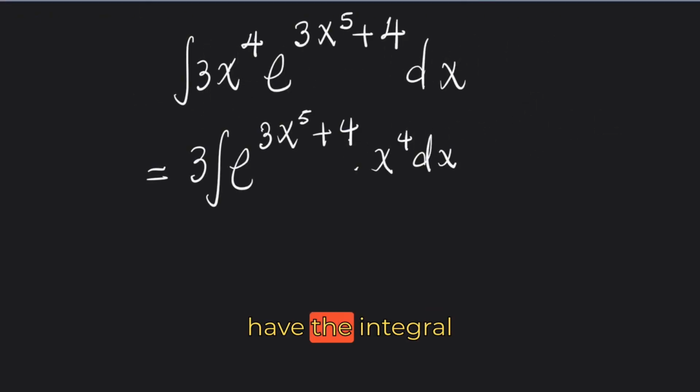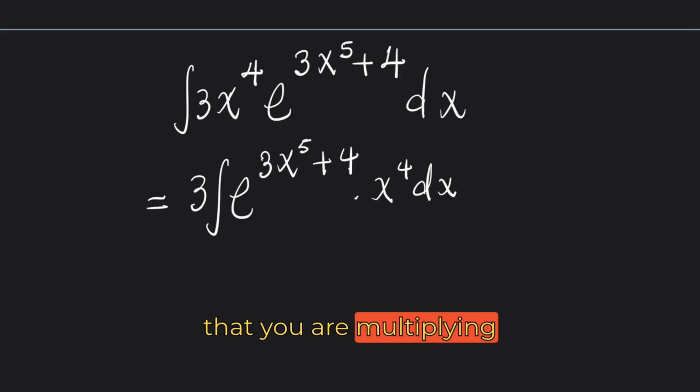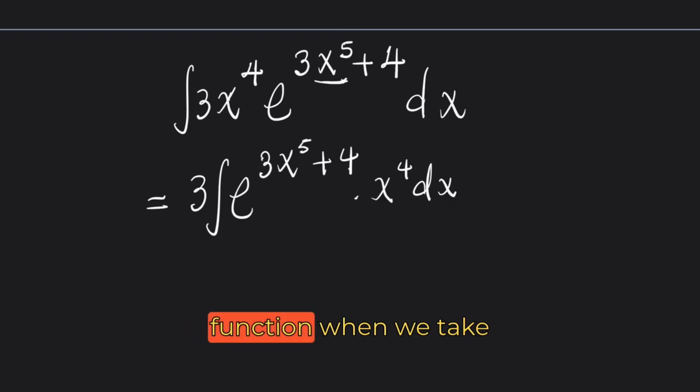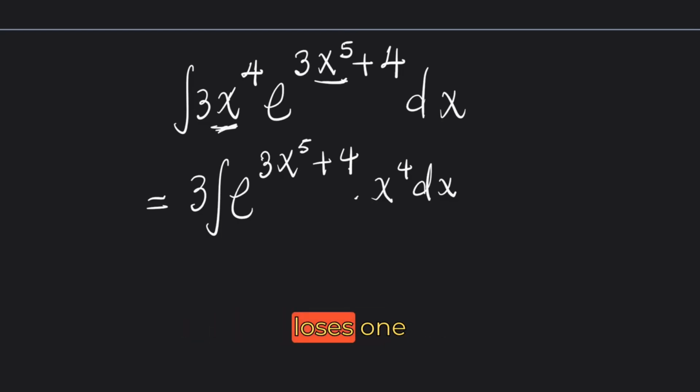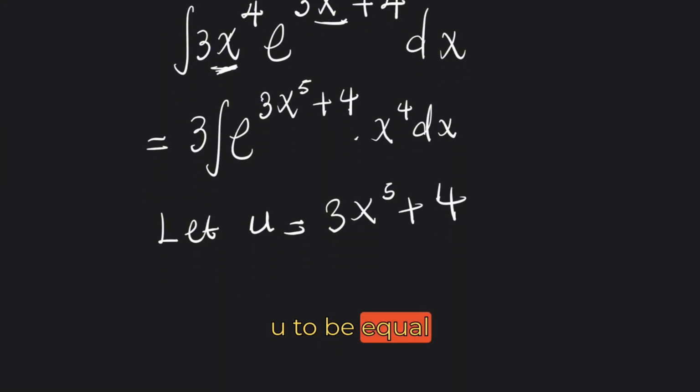In this problem, we have the integral of 3x to the power 4 times an exponential. You can see that the exponent in the exponential function has a power 5, and the function that you're multiplying with has power 4, okay? So this exponent on the exponential function, when we take the first derivative, loses 1 power, which is to the power 4, okay? So it is very important that we make u equal to 3x to the power 5 plus 4. You see why we made u equal to that.